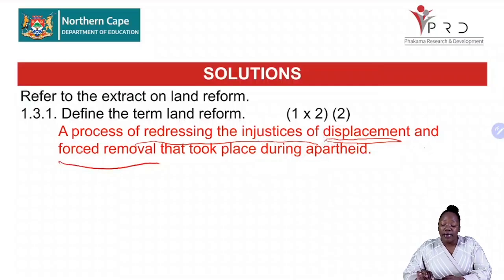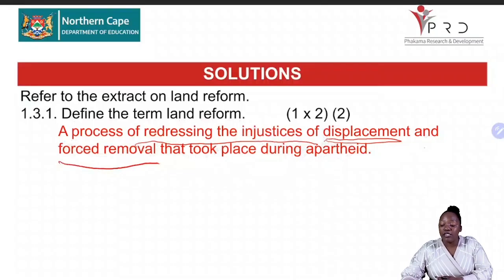So again, to define what is land reform, we are saying it's the process of redressing, which means readdressing, or correcting what was done wrong during the times of apartheid. So again, if we can read together, a process of redressing the injustices of displacement and forced removal that took place during apartheid. So that is 2 marks.